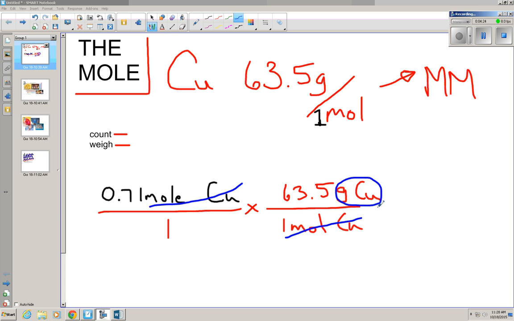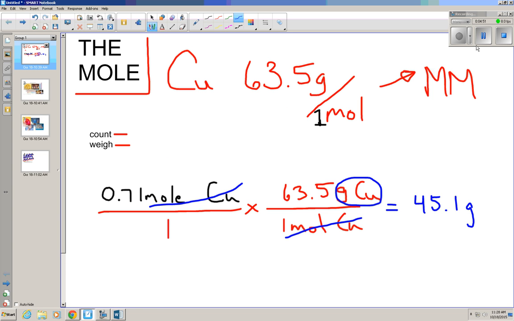Okay, and we're back. And that tells me that 0.71 moles of copper is going to have a mass of 45.1 grams, rounded. And that should make sense. This is about 3/4 of a mole. 3/4 of something can't have the mass of the whole thing. 45.1 grams is about 3/4 of that, okay? All right, so far so good.